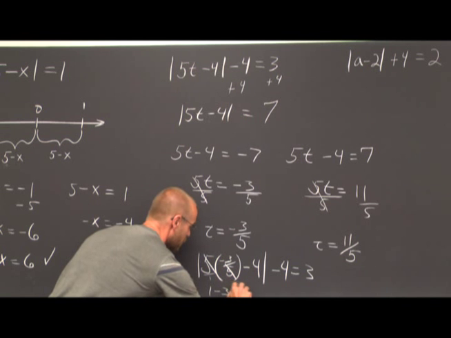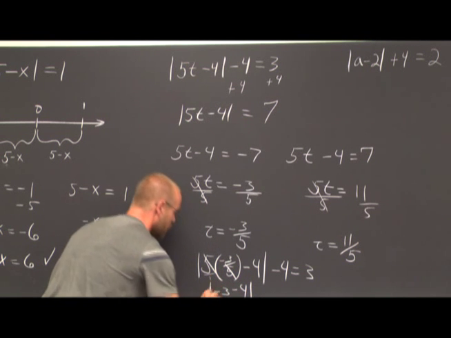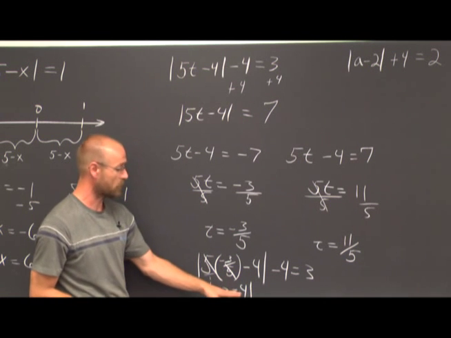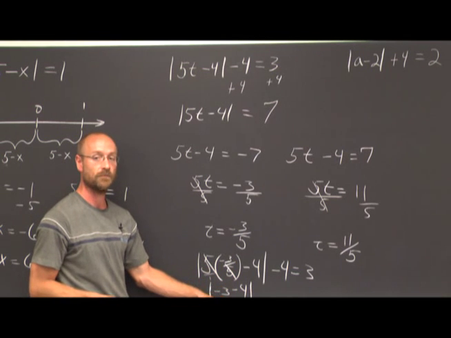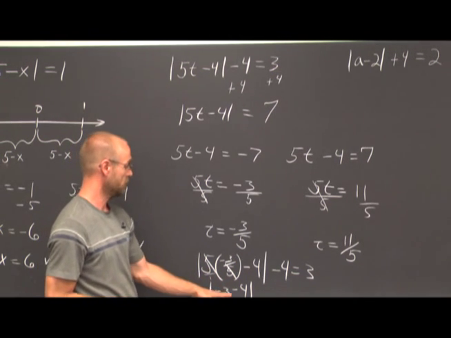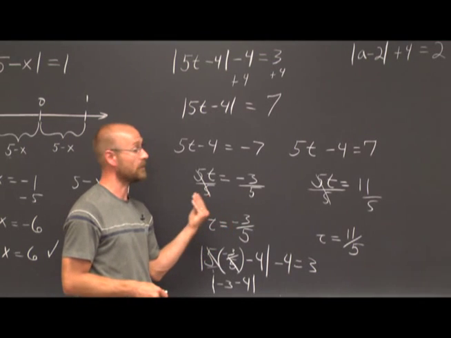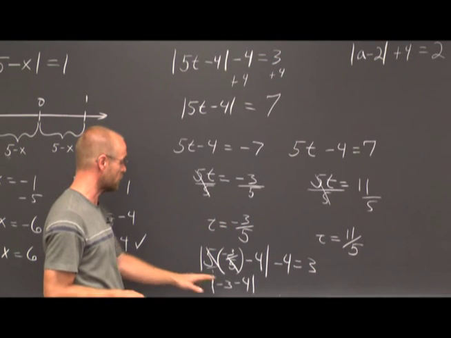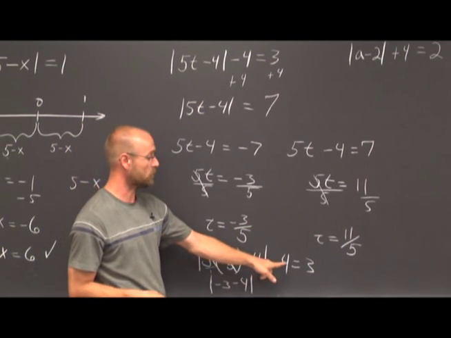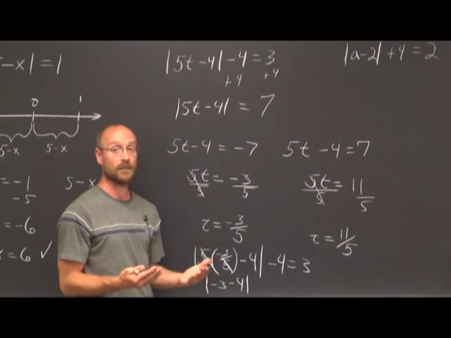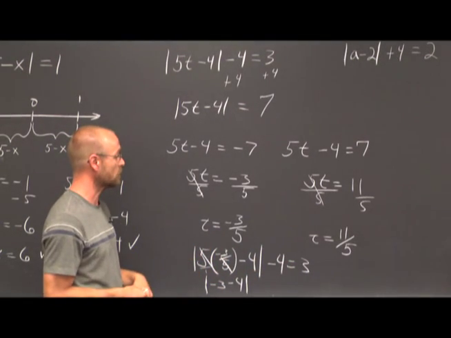Negative 3 minus 4, the absolute value of that. Well, negative 3 minus 4 is negative 7. And negative 7, the absolute value, that lies 7 units from 0. So it is 7. 7 minus 4 is 3. That is a true statement because 7 minus 4 is 3.